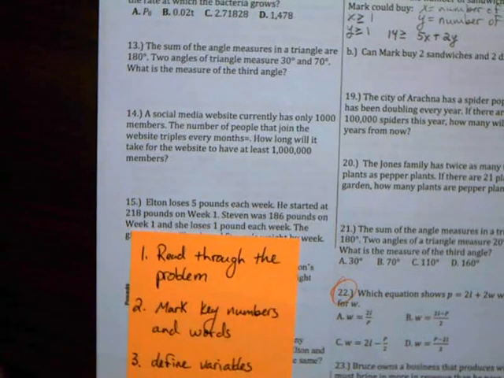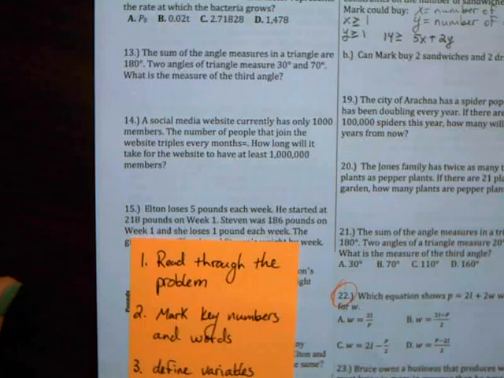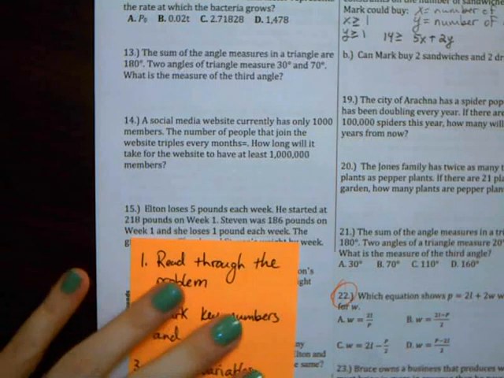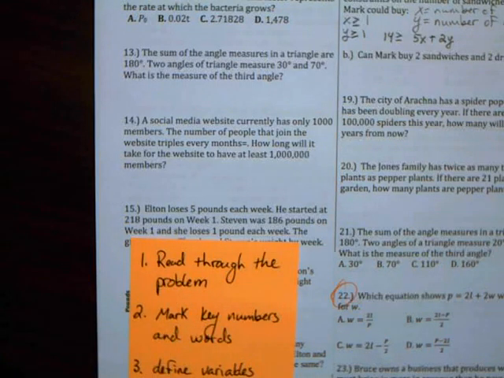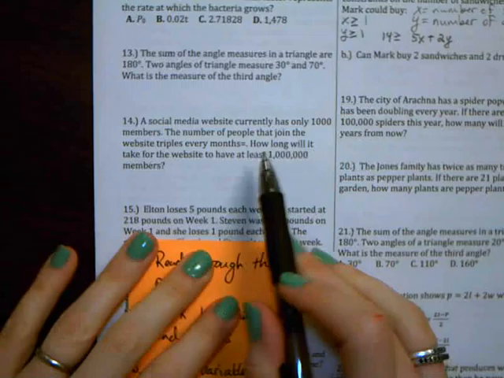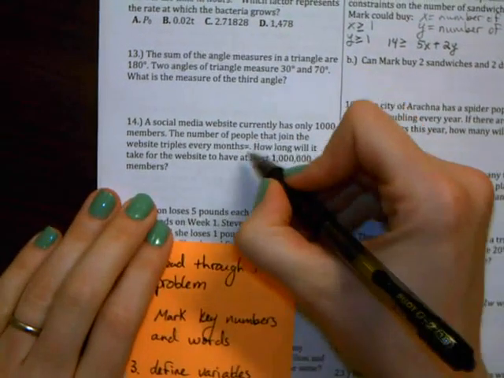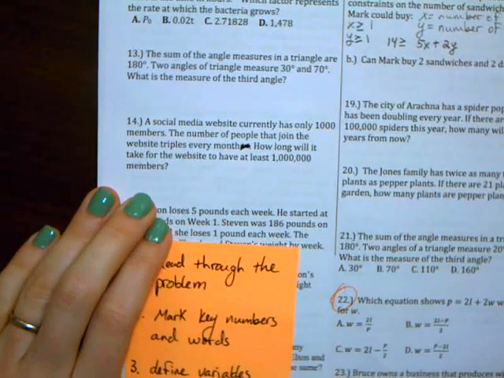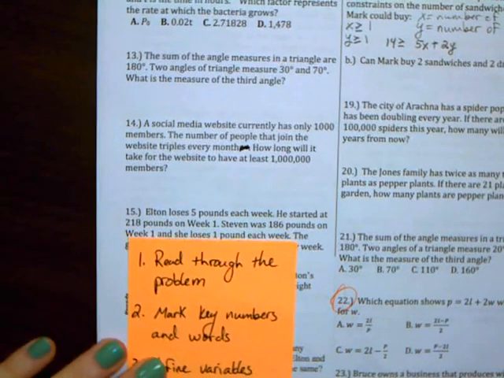So a social media website currently has only 1,000 members. The number of people that join the website triples every month. How long will it take for the website to have at least 1 million members? So I've got a little typo there. We can just cross out.